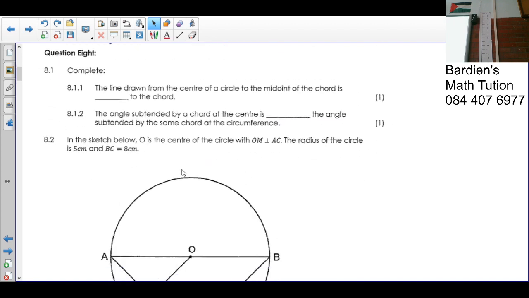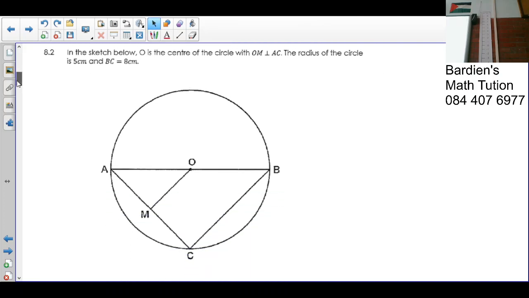Right, question 8. We are told to complete. Geometry. The line drawn from the center of a circle to the midpoint of a chord is? Perpendicular to the chord. The angle subtended by a chord at the center is twice the angle subtended by the same chord at the circumference. That's it. That's in order.